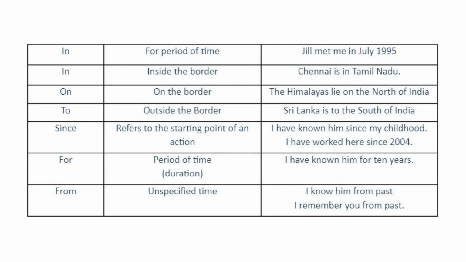Moving towards the next preposition, that is for. It is used to describe the period of time, that is duration. Let us take an example. I have known him for 10 years. Here, when we are using for in the sentence, we do not exactly know the starting point of the event. So for that type of sentences, instead of using since, we will use for.